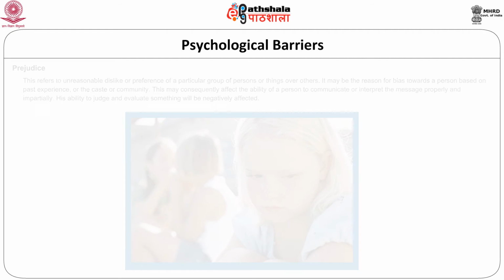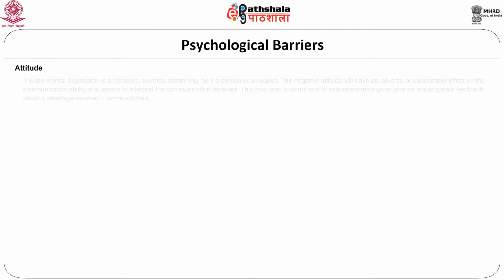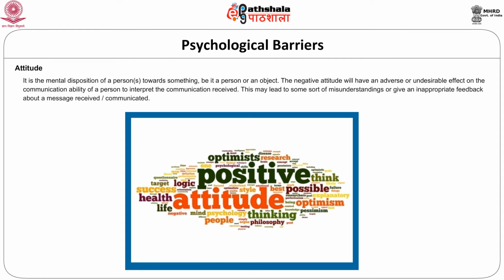The fourth barrier is attitude, which can be defined as the mental disposition of a person towards something, whether it is a person or an object. The negative attitude will have an adverse effect on the communication ability of a person to interpret the message received. This may lead to some sort of misunderstandings or give an inappropriate feedback about the message being received or communicated.